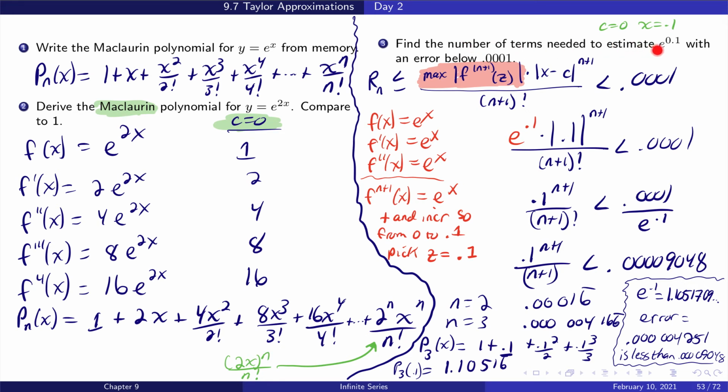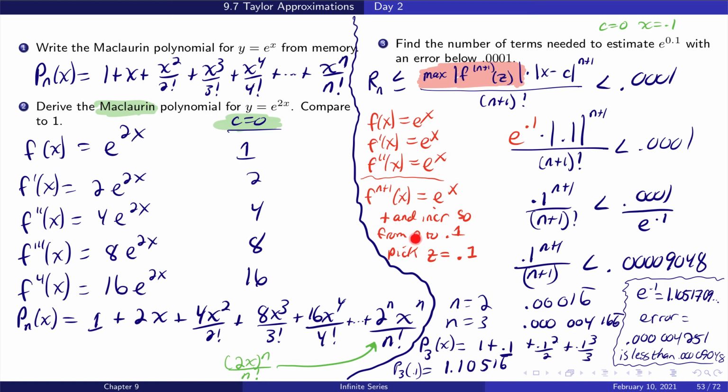Find the number of terms needed to estimate e to the 0.1 with an error of below 0.0001. So I'm going to start with my error formula. My remainder and my error mean the same thing, and I need that to be less than 0.0001. So now do some work with this off to the side. Take your derivatives. e to the x has derivatives on and on of e to the x, so the (n plus 1)th derivative is e to the x. e to the x is positive and increasing. Every derivative is positive and increasing.